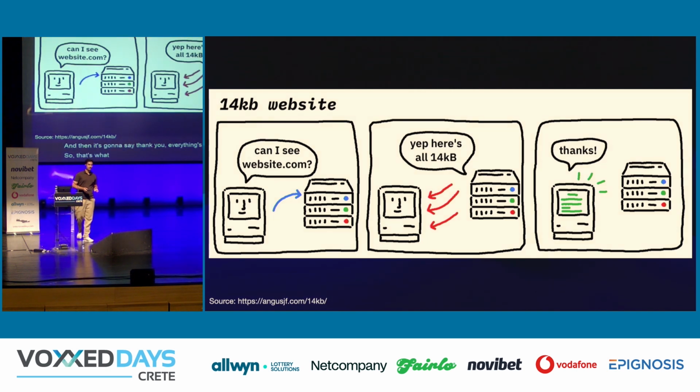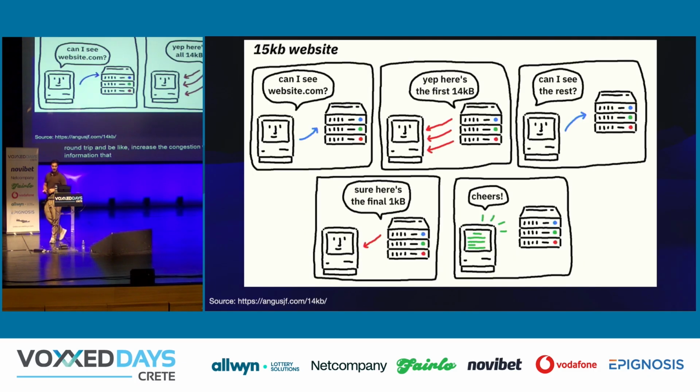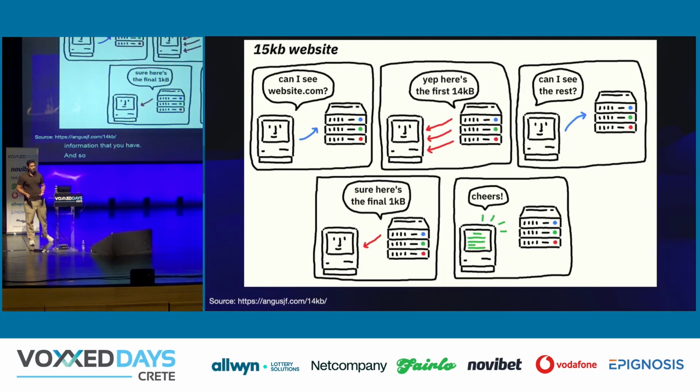So that's what we're doing. We're trying to fit some information into the initial congestion window so the server doesn't need to actually send an acknowledgement. This initial congestion window is essentially how much data can be passed before an acknowledgement is required, before you have to go for a round trip and be like, increase the congestion window, bring me the rest of the information that you have.